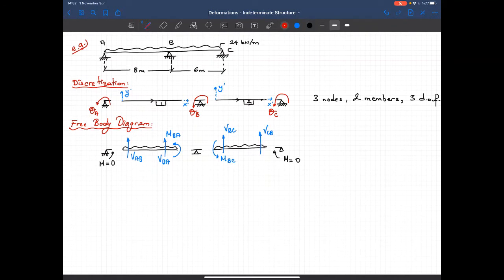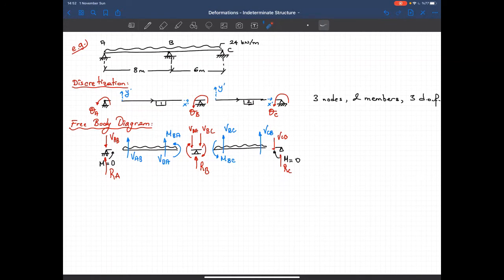If I transfer these forces to the nodes, I have MBA here, MBC here. I got VBA, VBC. That's the reaction force at B. VCB here, that's the reaction force at C, and VAB, the reaction force at A. So this is the free body diagram.